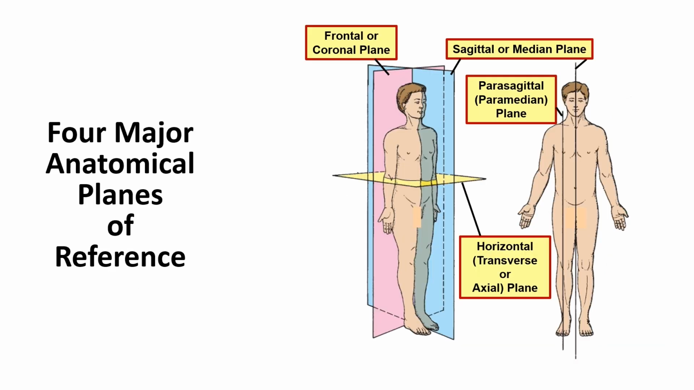Four major planes of reference help describe the location of the structures. The median sagittal plane is a vertical plane that passes down the body's midline, separating it into equal halves.